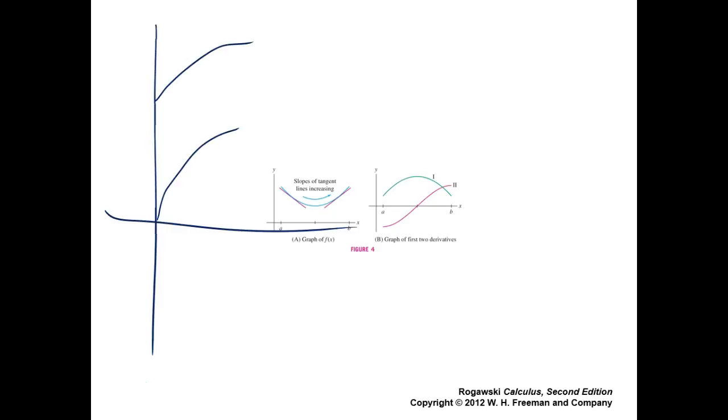Number 2, true or false. The third derivative of position with respect to time is 0 for an object falling to earth under the influence of gravity. That's incorrect. It would be negative 9.8, like the problem that we did.